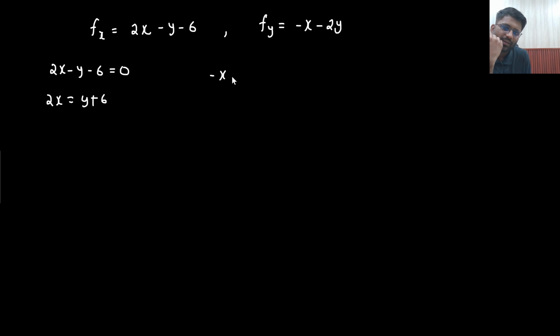And here I am putting minus x minus 2y equals to 0. So 2y equals to minus x, right? So y equals to minus x by 2. Y equals to minus x by 2 plus 6.